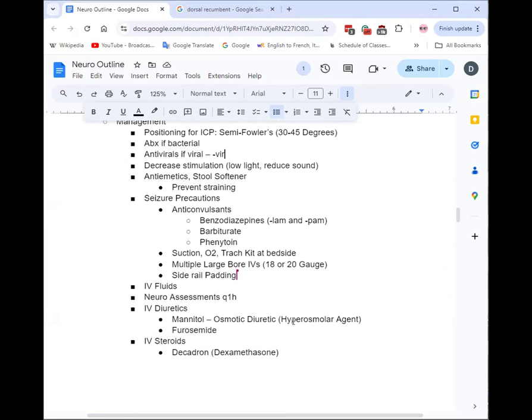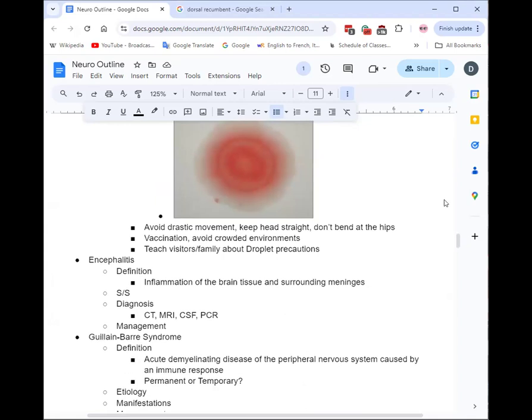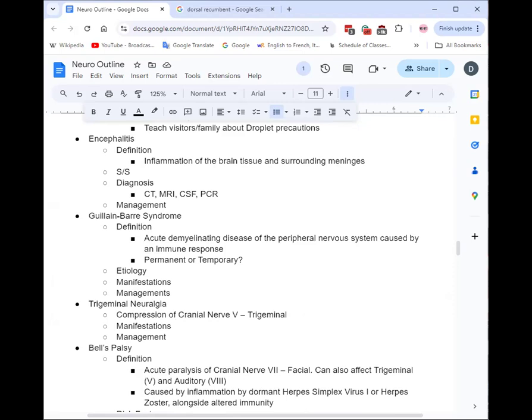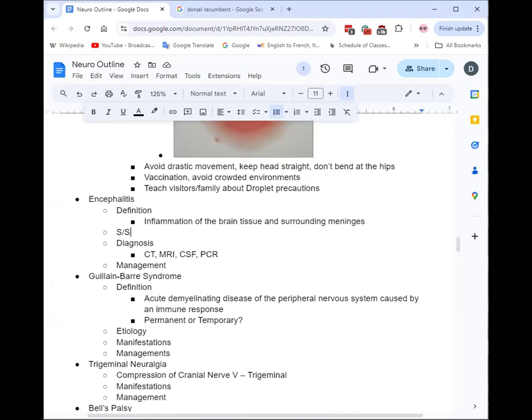Yeah, vir for virus. Exactly. Alrighty, so we're ready to move on to encephalitis. This one, like the other one, still involves the meninges, but encephalitis also includes inflammation of the brain tissue. What are some signs and symptoms you guys can think of? There's some etiology stuff, like it commonly comes from herpes simplex or West Nile virus, but I don't think it's as important to know.